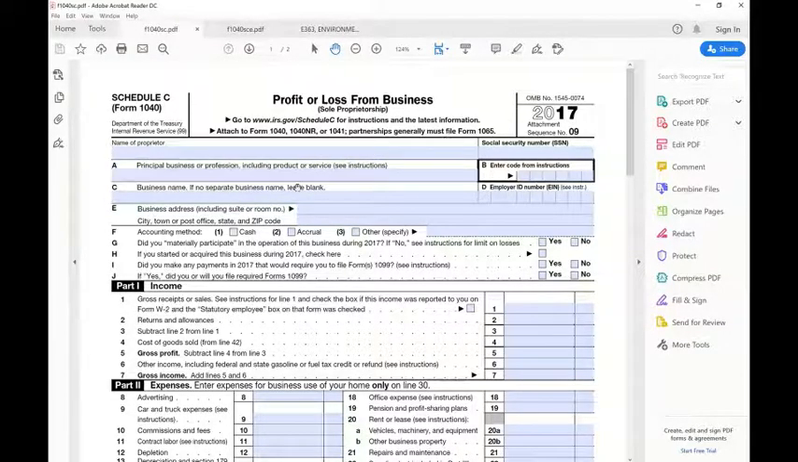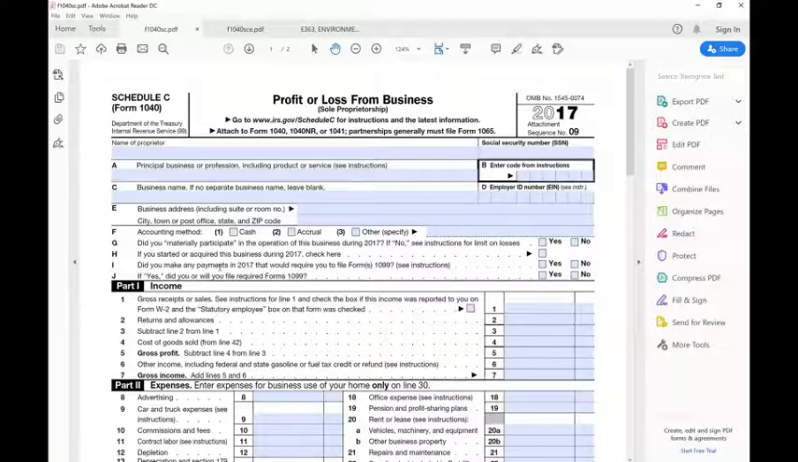So the first part is mainly about personal details: name of proprietor, principal business or profession, including product or service, business name, business address, accounting method, whether it is cash basis or accrual basis, and then did you materially participate in the operation of this business, which is mainly managing the business.